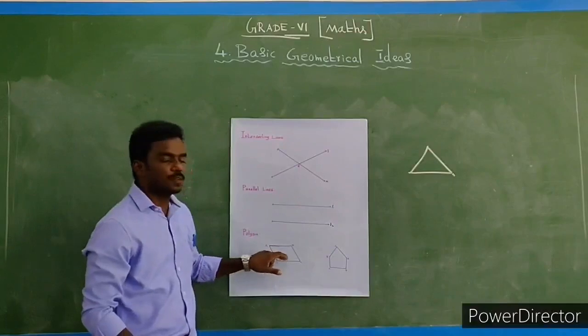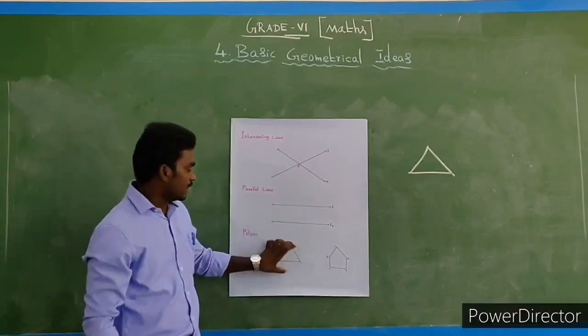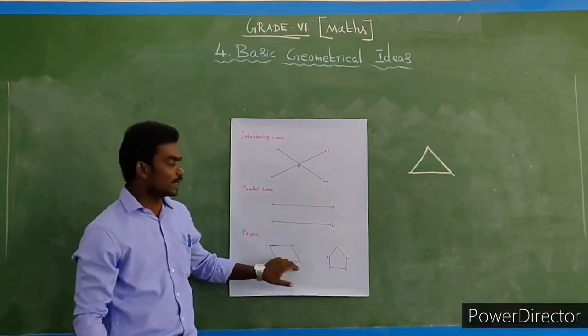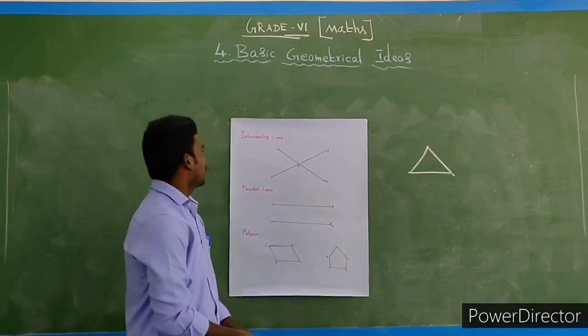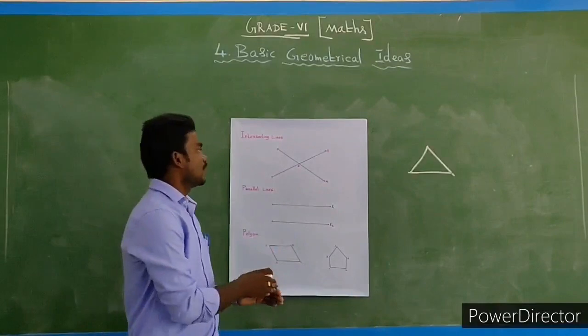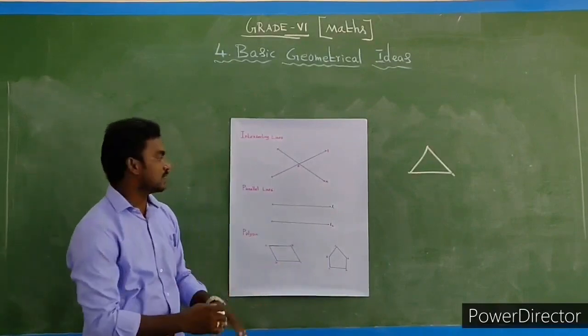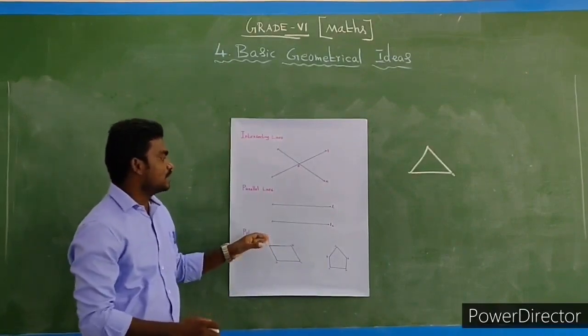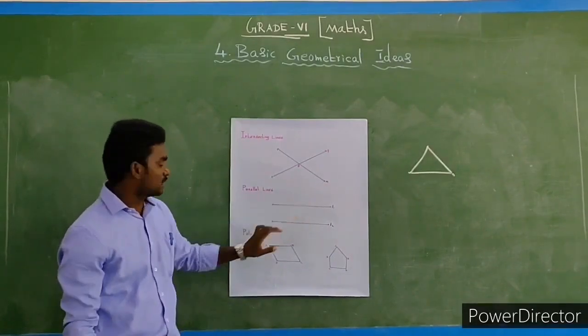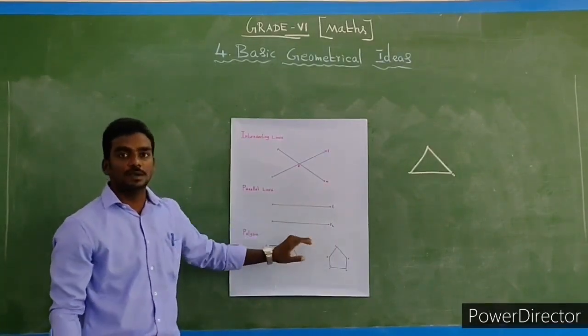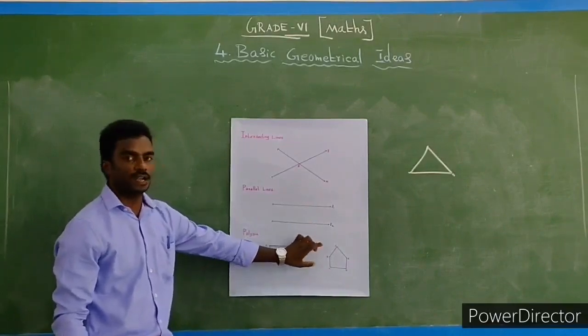Next, what is the four-sided polygon? It is a quadrilateral. What is the five-sided polygon called? A pentagon. We know that intersecting lines are two lines that meet at one point, and parallel lines are two lines that do not meet at any point. Next, a polygon is a simple closed figure made up of only line segments.